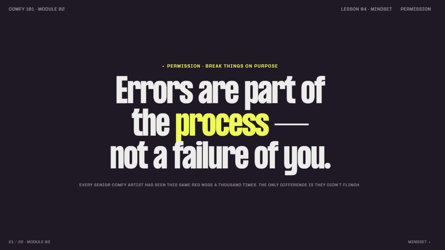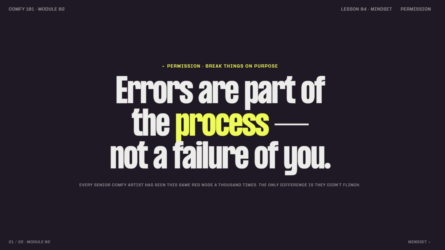And again, errors are part of the process. It's okay. It's not a failure on you. The worst thing you can do is feel like you are failing, like you've broken something, especially when you are getting started. It's going to be so discouraging. And like it says here, every senior artist has seen that same red node 1,000 times. So just don't worry about it. See it for what it is. It's just a bump in the road. It's giving you information about what's broken. And you have some skills here of how to debug those errors. But don't get frustrated. It's all a part of the process of working in Comfy.